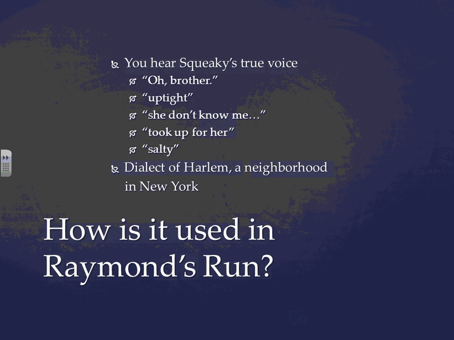Well, first off, the story is written in first person, so you hear Squeaky's true voice. And since most of the story is kind of a monologue, a narrative from Squeaky, you hear so much of her true voice and how she speaks and how she thinks in this dialect. So you might hear phrases like, oh, brother, or uptight, she don't know me, took up for her, and salty. Our writer based her dialect off of her own personal experiences, and it is a dialect of Harlem, a neighborhood in New York.